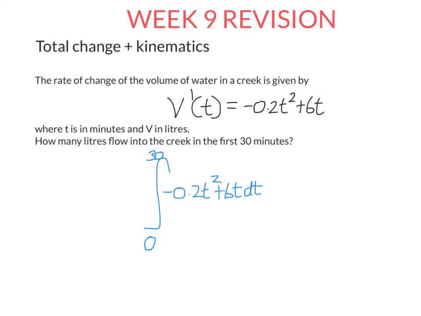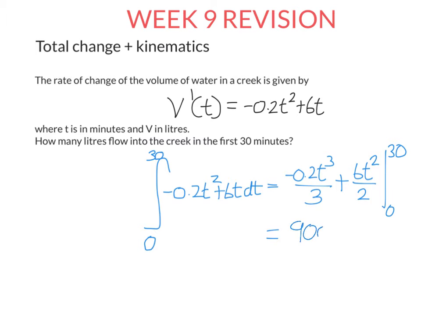Because it's a polynomial in t, we're simply going to increase the power of t by 1 and divide by the new power, and we'll evaluate this between 0 and 30. So if I substitute 30 into this formula, t equals 30, I get 900. If I substitute 0 into this formula, I get 0. So the total change in volume is 900 litres. So water's flowing in and out of the creek, and after 30 minutes, there's 900 litres more than when we began.